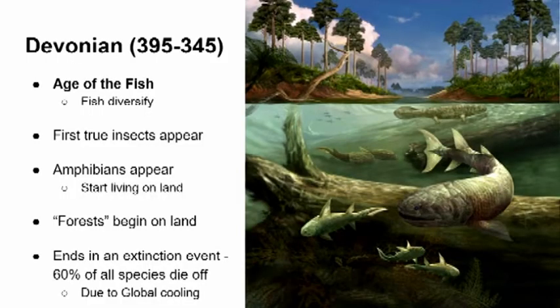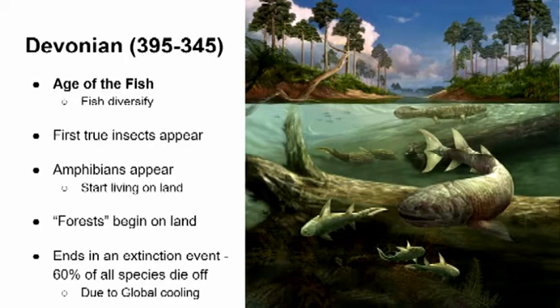The Devonian comes next. This is our age of the fish, 395 million to 345 million years ago. So we have insects appearing, amphibians start moving on to land. Forests are beginning to show up. As those seas recede, we get more and more trees.